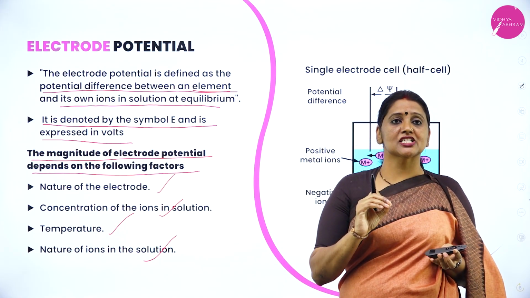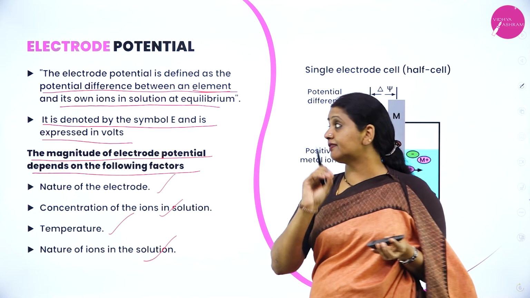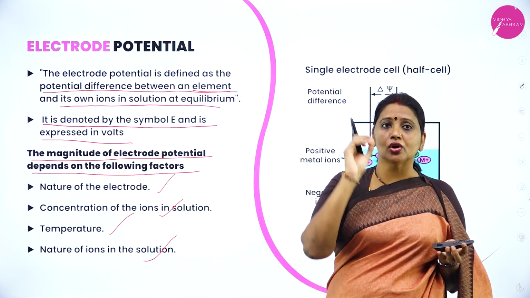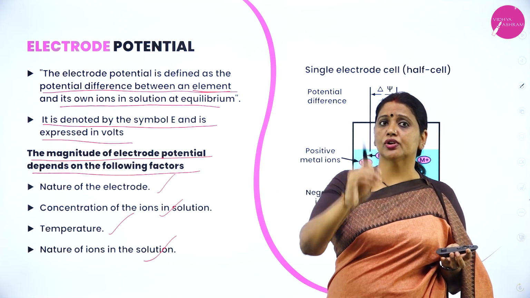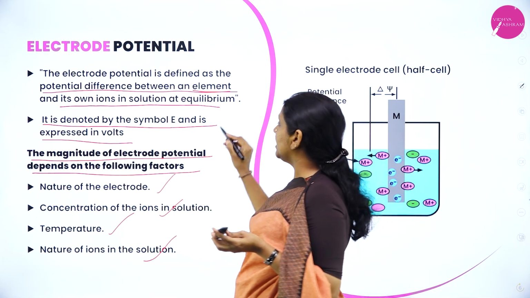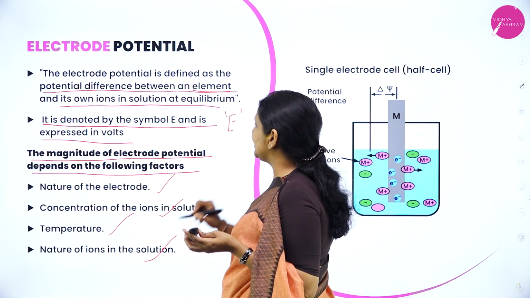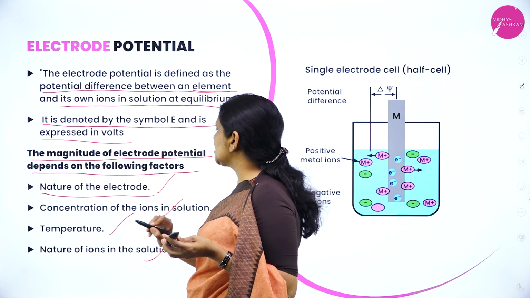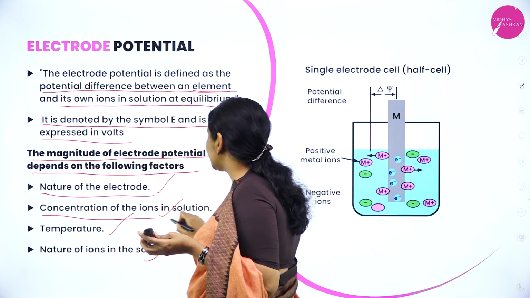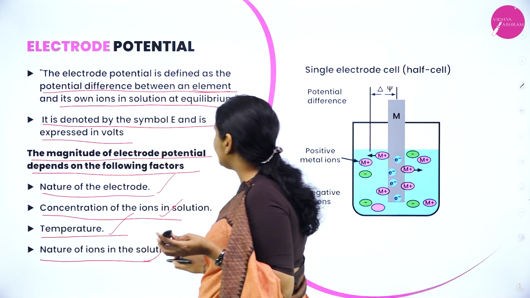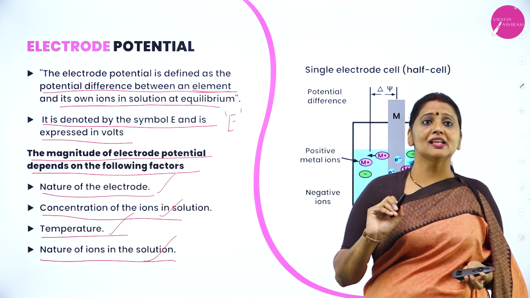What is electrode potential, my dear student? It is the potential difference between an element and its own ions dipping in its own salt solution at equilibrium. Electrode potential is denoted by E. This electrode potential depends on four factors. First one, nature of the electrode. Second one, concentration of the ions. Third one, temperature. Fourth one, nature of ions in the solution.